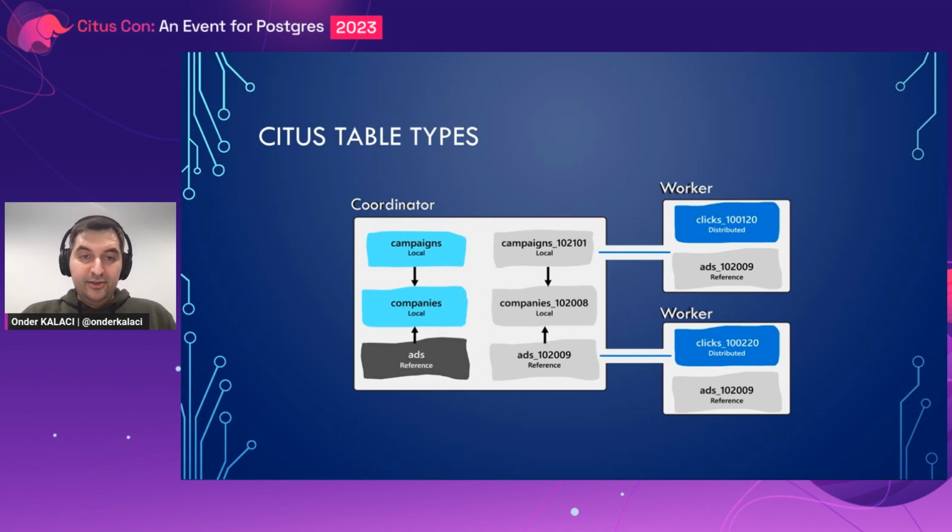And this is just a visual representation of the previous slide. For example, we have campaigns and companies, which are just local tables. They have their corresponding shards on the coordinator. Then ads is a reference table, where we have one placement of ads on the coordinator, and then two placements of ads on two different worker nodes. All of them are exactly the same. And then the clicks table is a distributed table, which has multiple shards, with completely different data residing on different worker nodes. So this is a visual representation of table types in Citus.